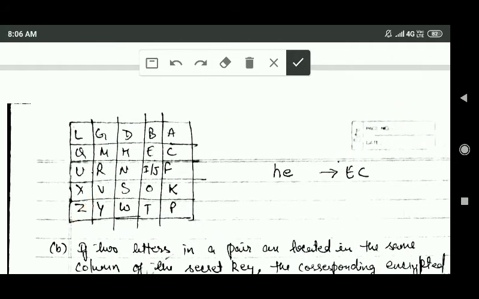Suppose the letter of the plain text is the last letter of the column, right, then the first letter of the column will be considered the letter which is below it. So in this way, the letter L is considered the letter which is below the letter Z.